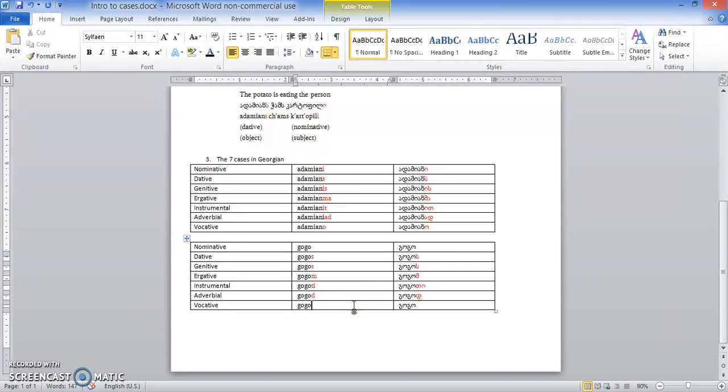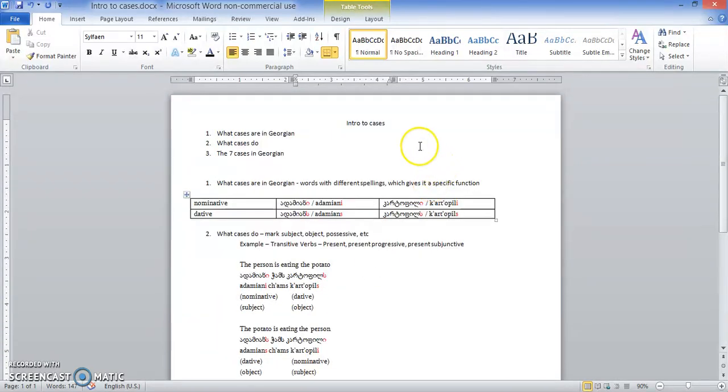So in this video, I don't have time to go over how to change a whole bunch of different words into all the different cases. That would take way too long. But this hopefully gives you a brief overview of, again, just what cases are, what they do, and then the cases in Georgian. So if you have any questions, go ahead and leave them in the comment section.